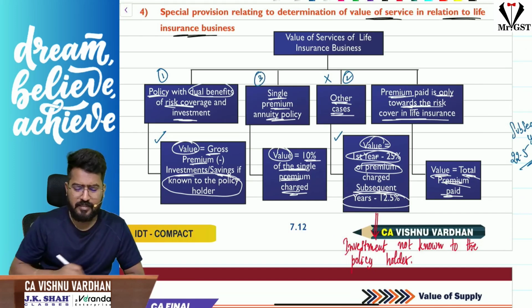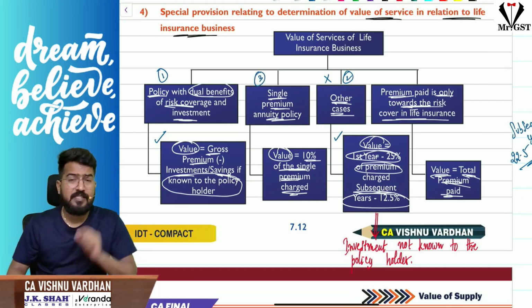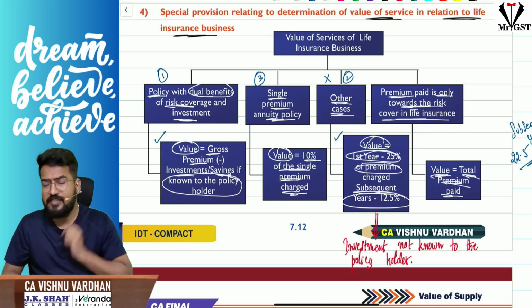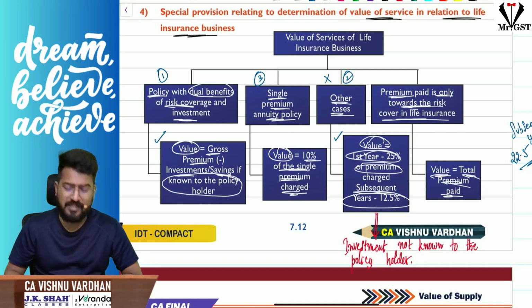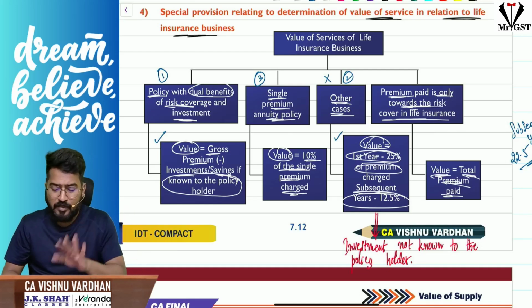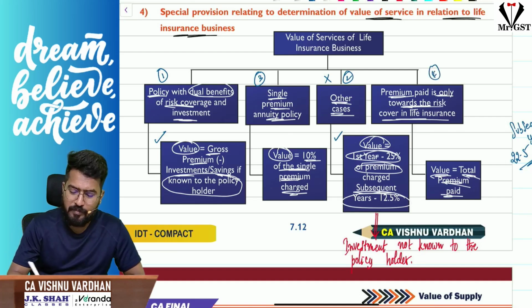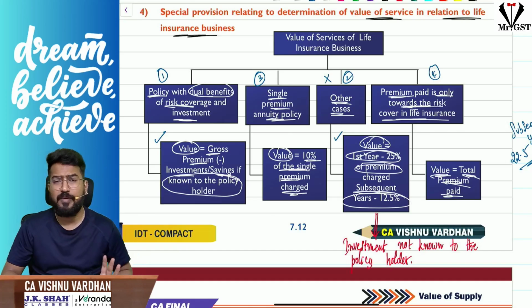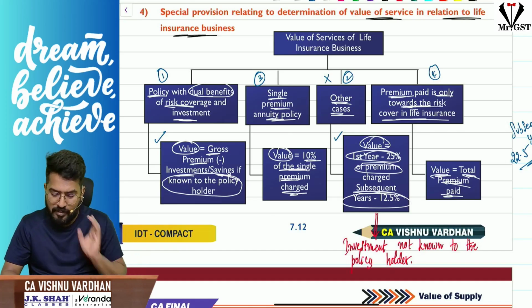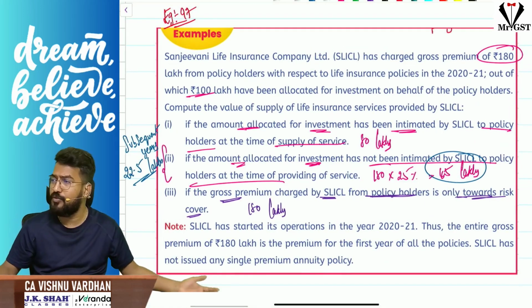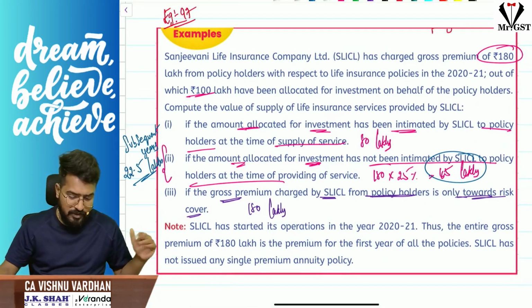Now there is another case, sir. If it is a policy with a single premium annuity, in that case, 10% of that premium amount will be taken as value of supply. And as I told you, if the premium doesn't involve any investment towards the risk coverage, then straight away the total premium paid will be taken as value of supply. So for that I have an example here. The question, you can just pause the video and go through this and you will be done with this concept.